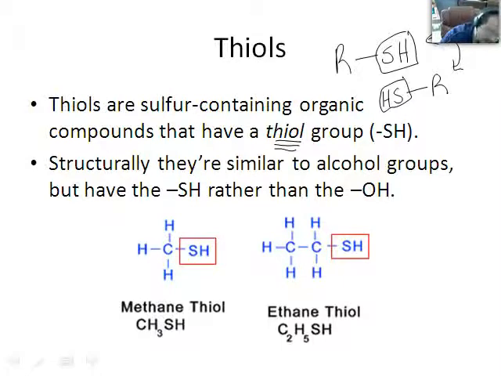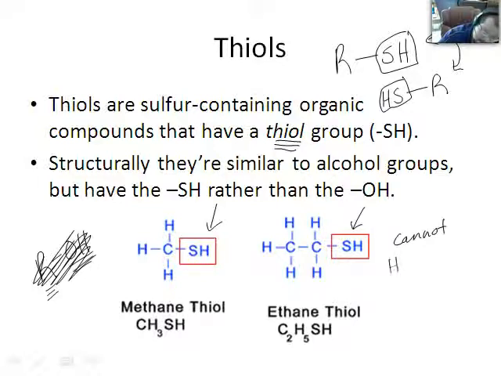Now, similar to an alcohol was ROH with some carbon group attached to an O that's directly connected to an H. But when we get to a thiol, we look for a sulfur connected to a hydrogen. They cannot H-bond because H-bonding only occurs if this H were connected to an N, an O, or an F, and we don't have any of the three here. We have sulfur.